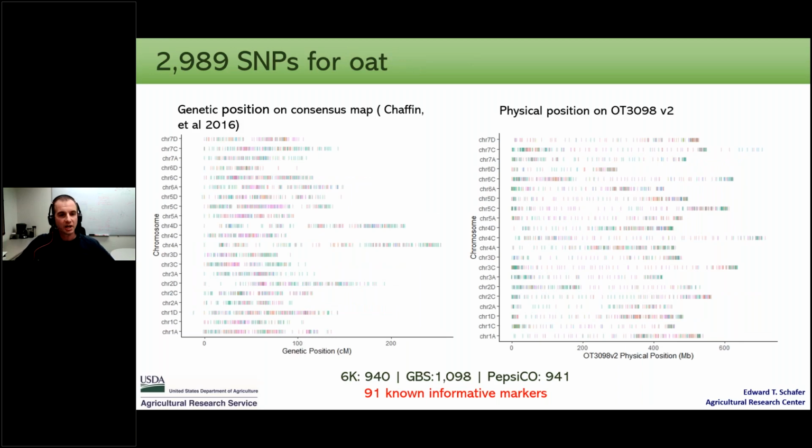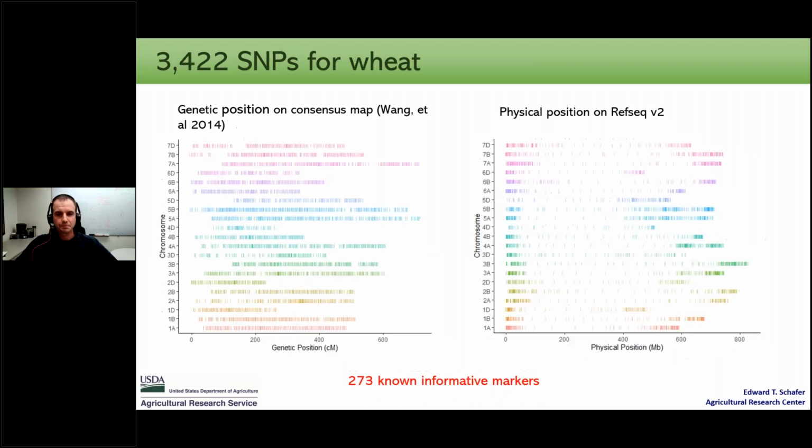In oat, we were 11 shy of 3,000. And again, they're fairly evenly spaced along the genetic map that we had, with clustering at the end of the physical map, in this case, the PepsiCo genome version 2. The oat content contains 940 markers from that 6K platform, almost 1,100 markers from GBS, and then the rest were filled in with the PepsiCo marker array markers. And of these, 91 are known to either be diagnostic for a trait or linked to something: end-use quality, yield, and a lot of crown rust markers on here.